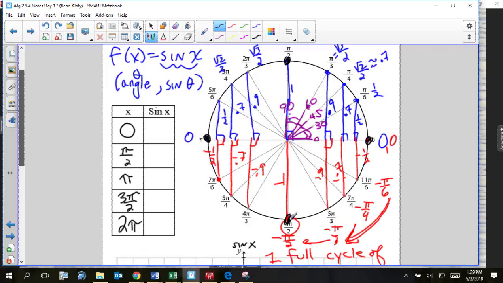And what are those values? Sine at 0 radians is what? You have them written down already. 0. What's sine at pi over 2? 1. Sine at pi? 0. Sine at 3 pi over 2? -1. And sine at 2 pi? 0. So these are the key points.